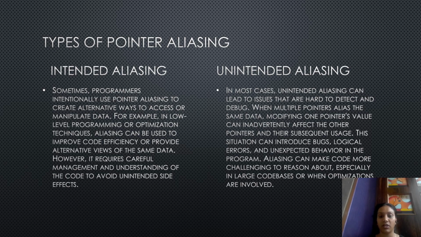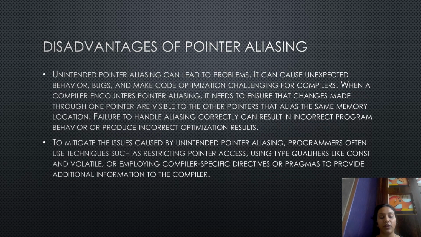Unintended aliasing. In most cases, unintended aliasing can lead to issues that are hard to detect and debug when multiple pointers alias the same data. Modifying one pointer's value can inadvertently affect the other pointers and their subsequent usage. This situation can introduce bugs, logical errors, and unexpected behavior in the program. Aliasing can make code more challenging to reason about, especially in larger code bases or when optimizations are involved.